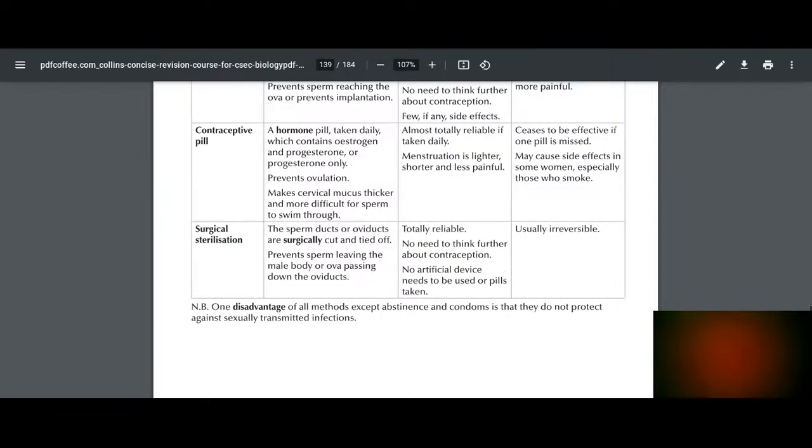Surgical sterilization: the sperm ducts or oviducts are surgically cut and tied. This prevents the male gametes or ova passing down the ducts. Advantage: totally reliable. No need to think further about contraception. No artificial device needs to be used or pills taken. Disadvantage: usually irreversible.